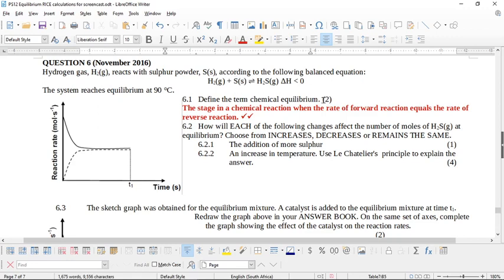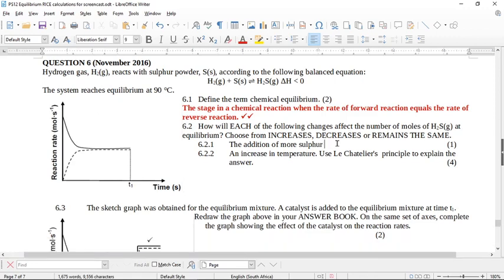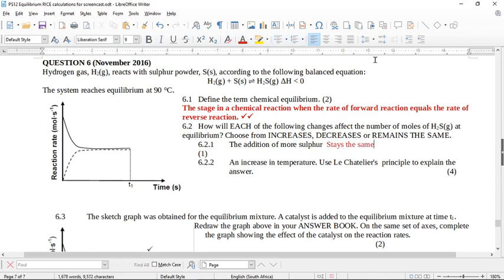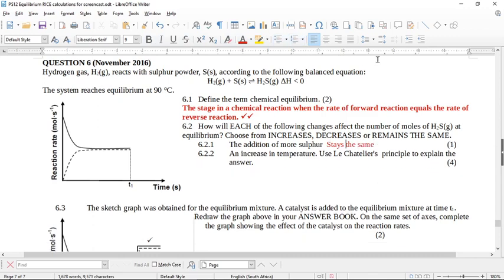Okay, define the term chemical equilibrium: the stage in a chemical reaction where the rate of forward reaction equals the rate of reverse reaction. Learn that. How will each of the following changes affect the number of moles of hydrogen sulfide at equilibrium? The addition of more sulfur. This one is a solid. It is not going to affect it. So this one should be remains the same.